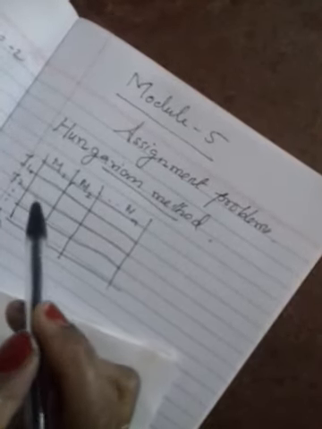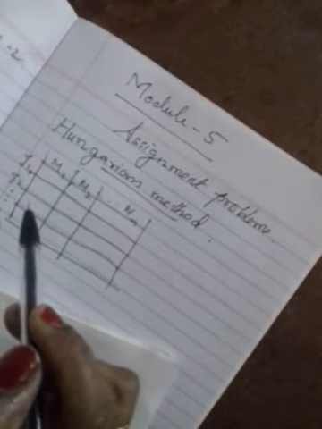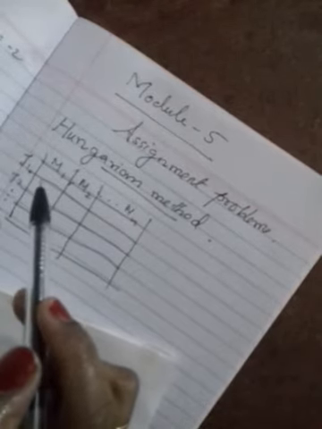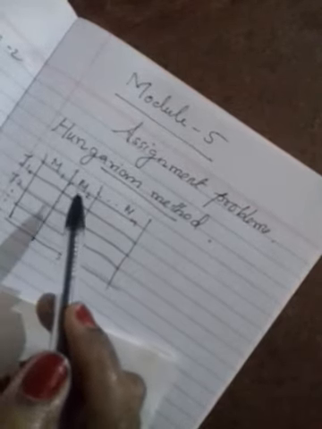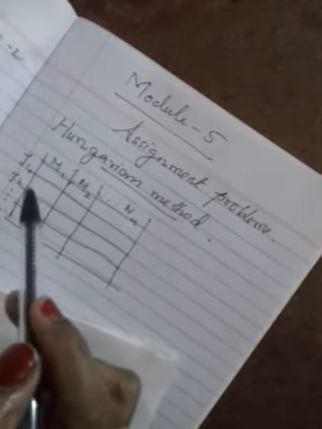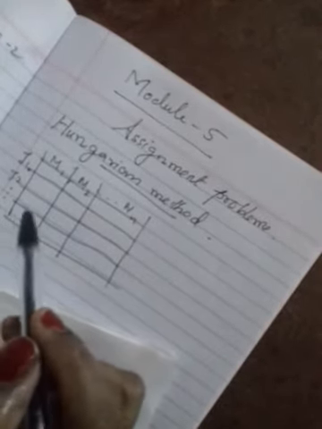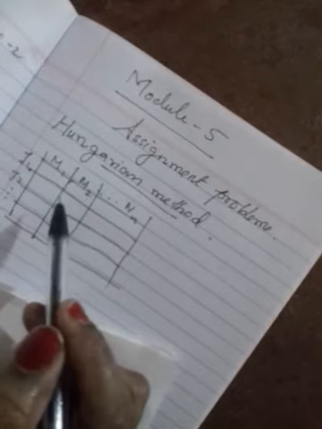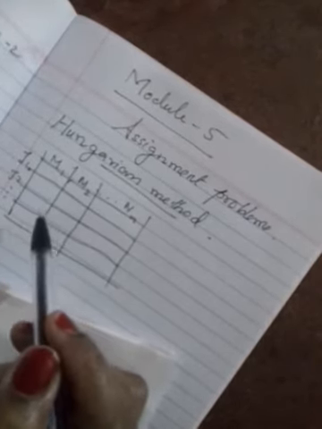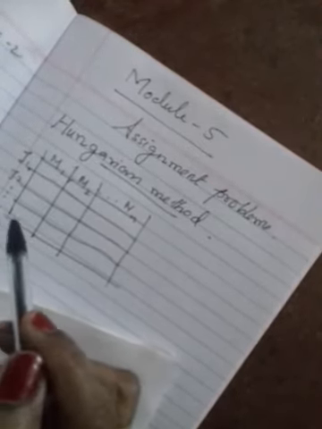For each job, the cost depends on the machine to which it is assigned. Each machine can work on only one job. For example, M1 can work on only one job. The problem is to assign the jobs to the machines in such a way that it minimizes the total cost of machining. Now we'll see how to assign through problems.